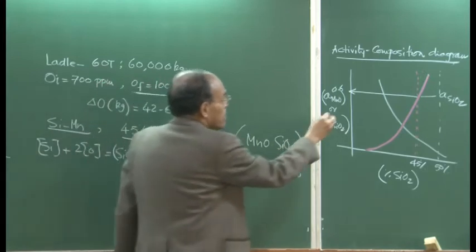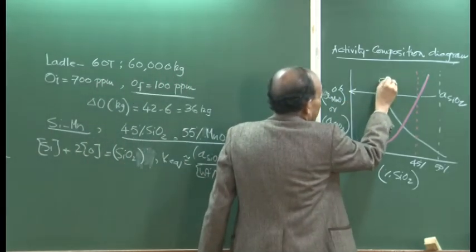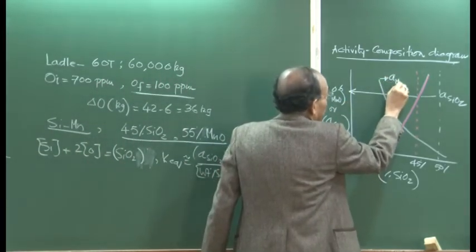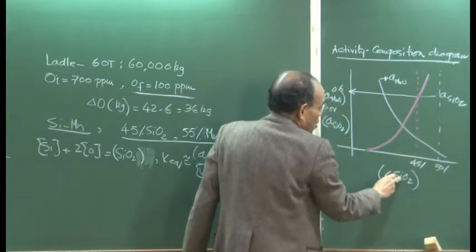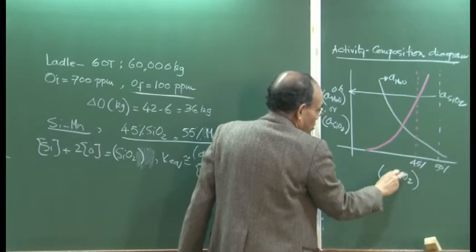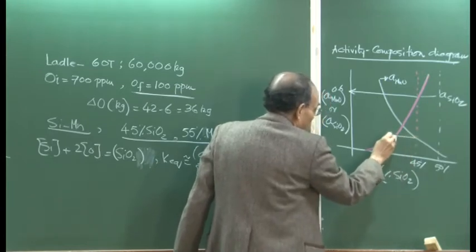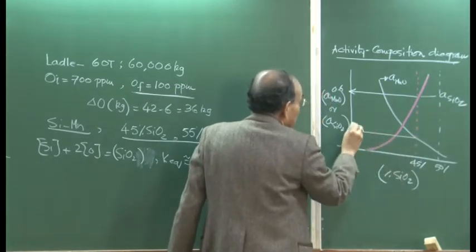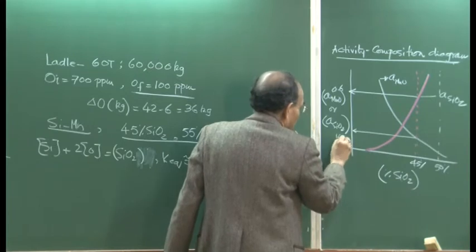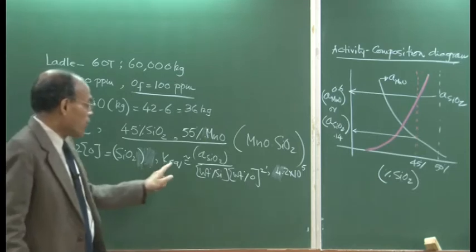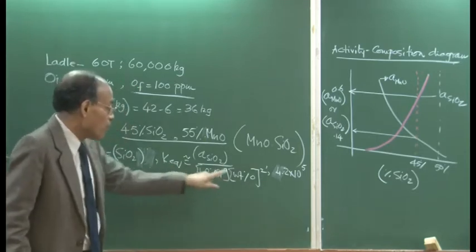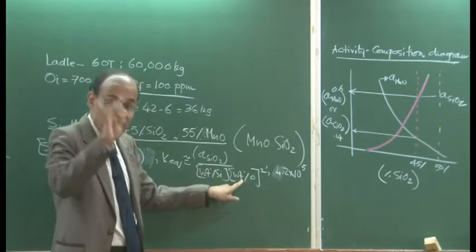Similarly, this line by default is the activity of MnO line, and here it intersects. So, 45% is SiO2, then 55% is MnO. Corresponding to 55%, one can say that this is the activity, and this activity comes out to be 0.14. So, now the equilibrium constant value is known to us. Final oxygen, this is the oxygen at the end.